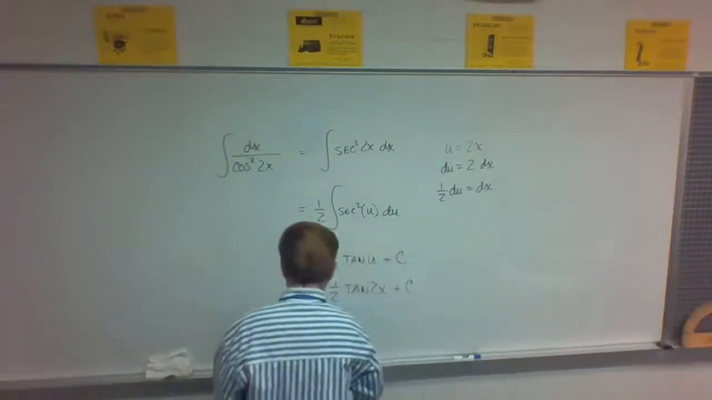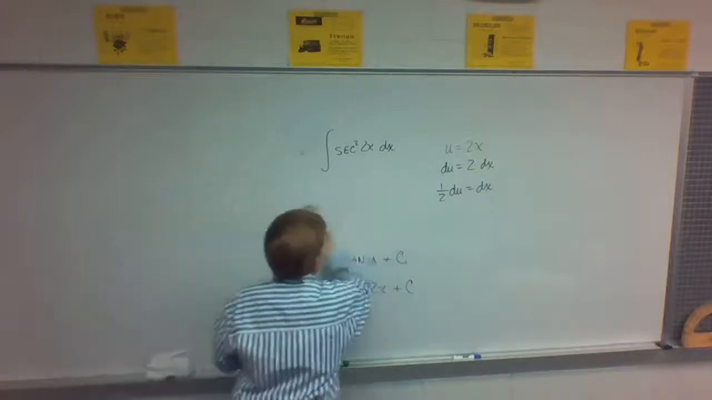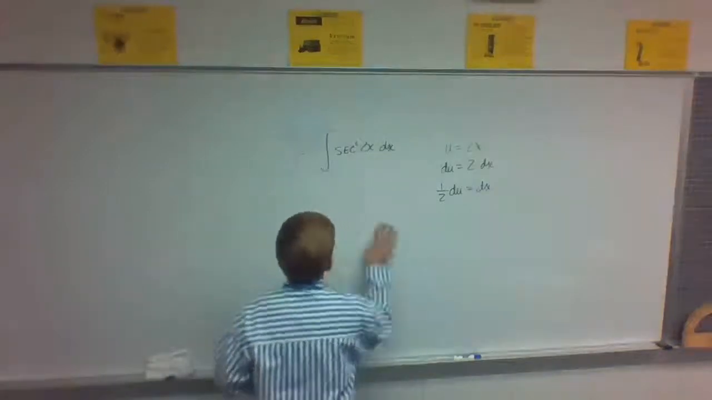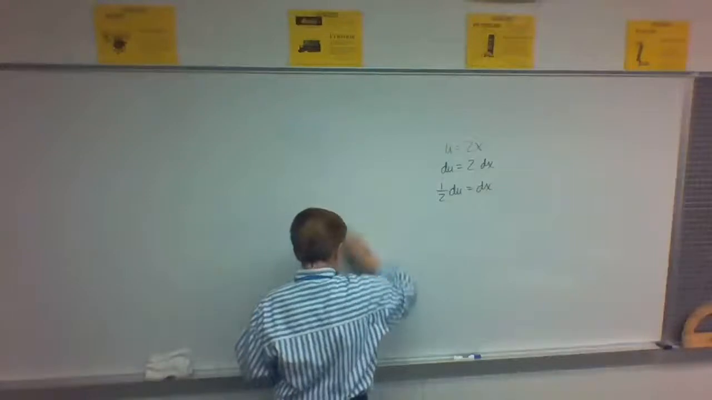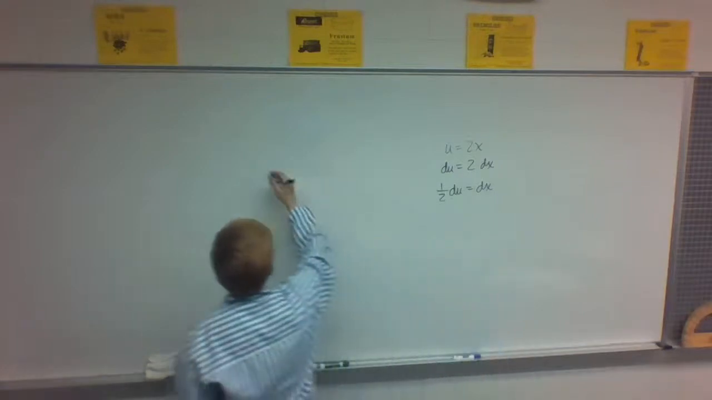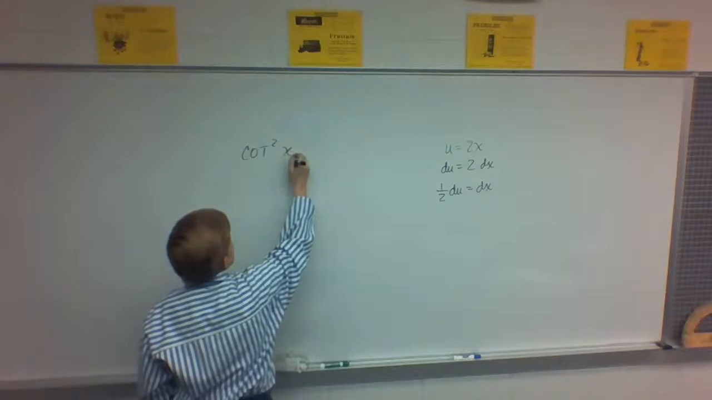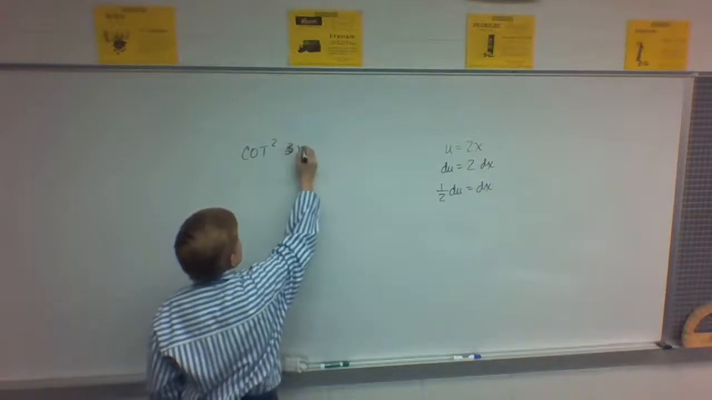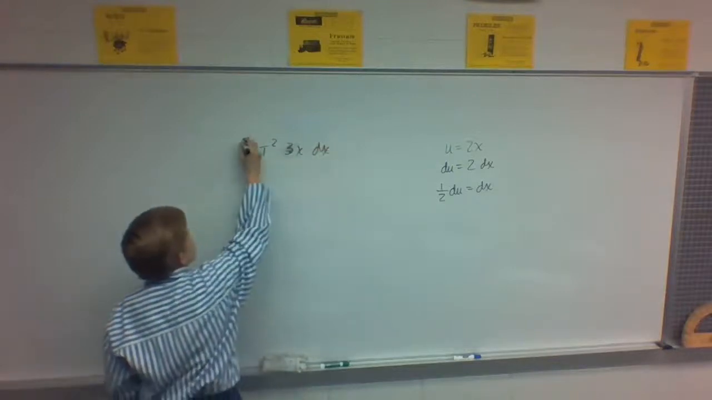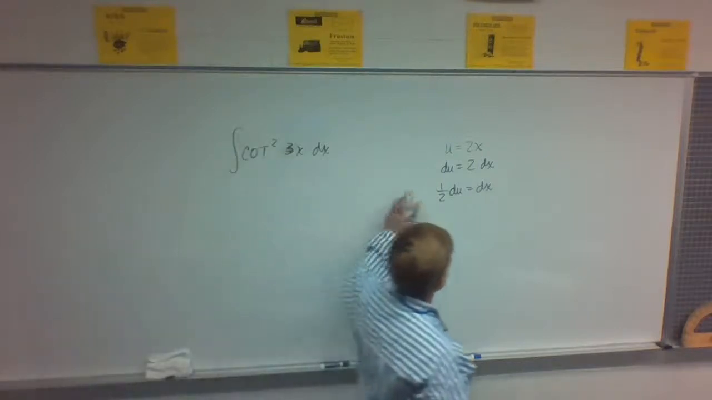Okay, here comes the next one. You ready? Next one is cotangent squared 3x dx. Now, do you know of someone whose derivative is cotangent squared? No. Me either.